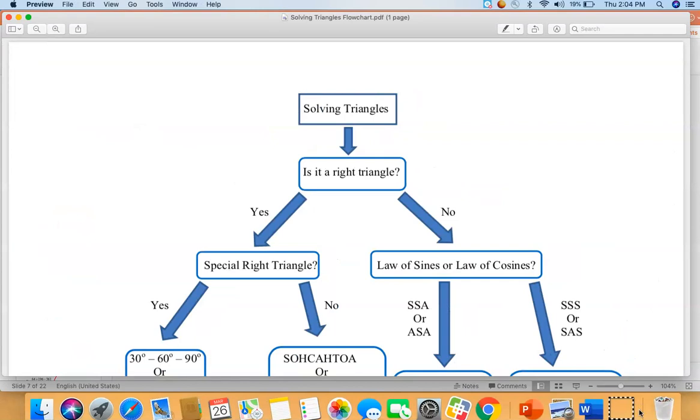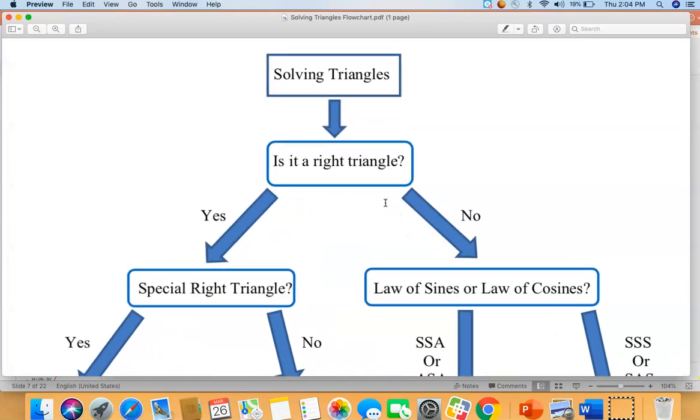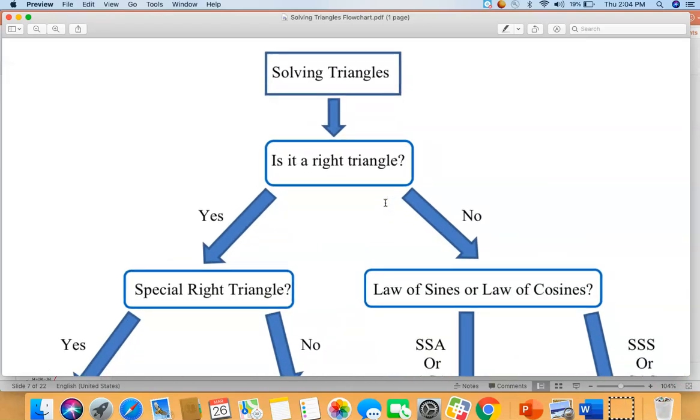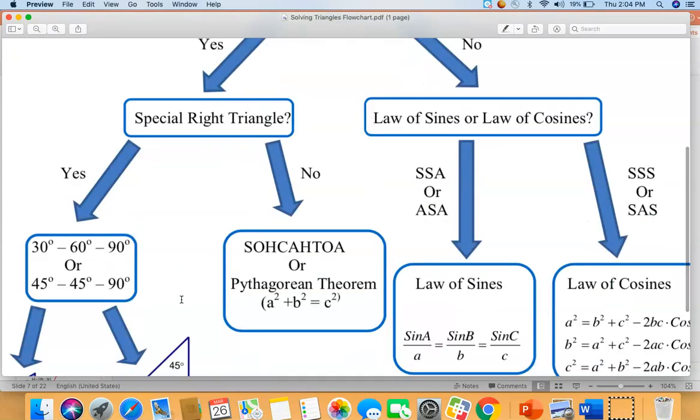It's on solving triangles. We've had all sorts of stuff that we've done. So it's a little flow chart that I got. I will attach this on my webpage so you can have the form of it. But basically, if you're solving triangles, the questions you need to ask yourself first: Is it a right triangle? Is it not? Well, if it is, I ask myself, is it a special right triangle? You know, special right triangle being the 30, 60, 90, the 45, 45, 90.